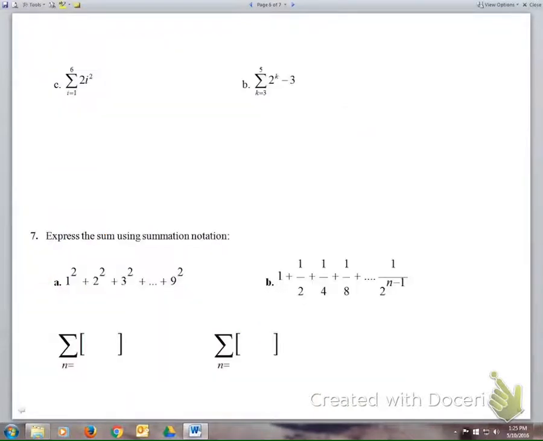Alrighty, let's go to these next two examples. We used i instead of n, which is fine. So this is 1 to 6.